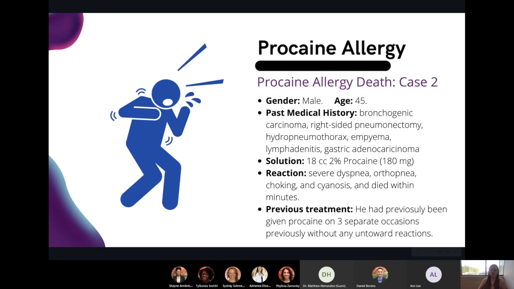Here's another case from a 45-year-old male who presented to clinic for complications from a right pneumoectomy resulting in a hydropneumothorax and empyema. He has a pertinent past medical history of bronchogenic carcinoma, right-sided pneumoectomy, hydropneumothorax, empyema, lymphadenitis, and gastric adenocarcinoma. He had previously received 3 procaine injections for various procedures with no adverse reactions. On the 4th injection, he had severe dyspnea, choking, orthopnea, and cyanosis. He died within minutes of the procaine injection. This is another example of accelerated serum type reaction to procaine.